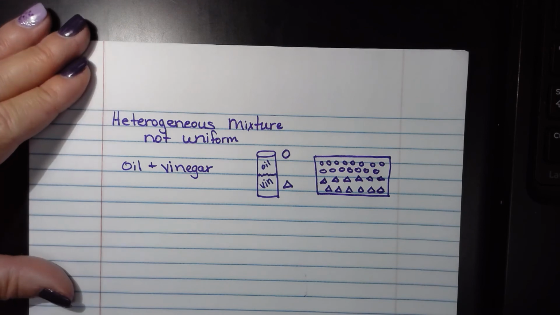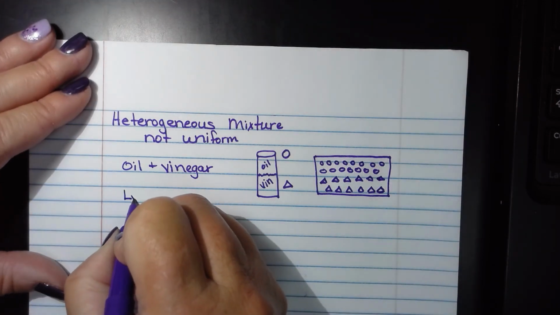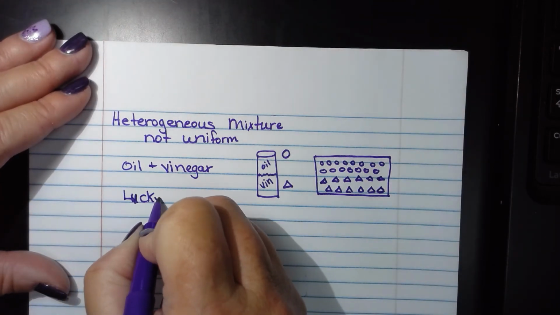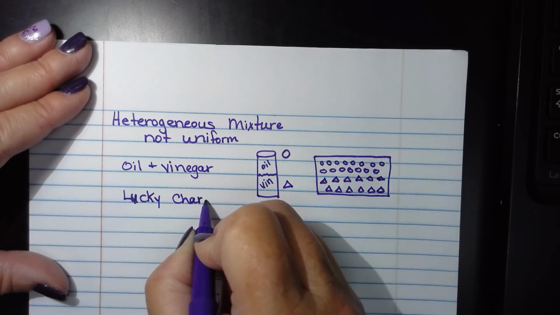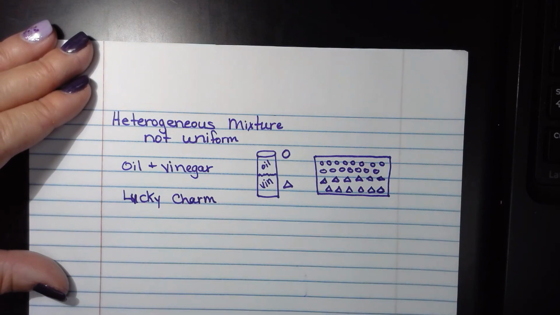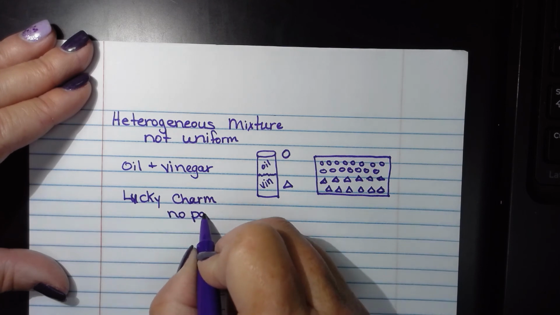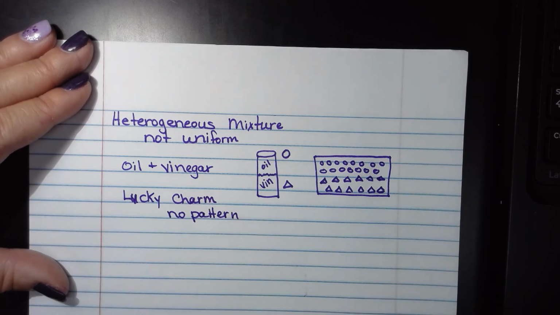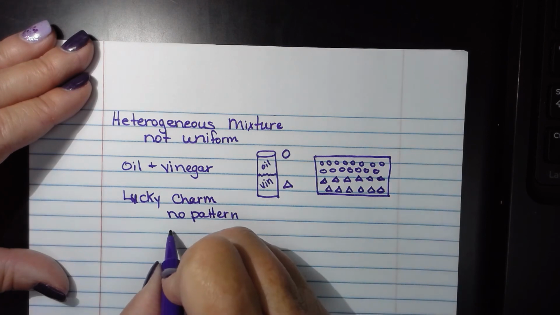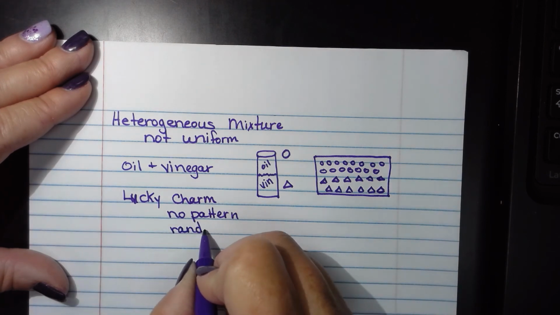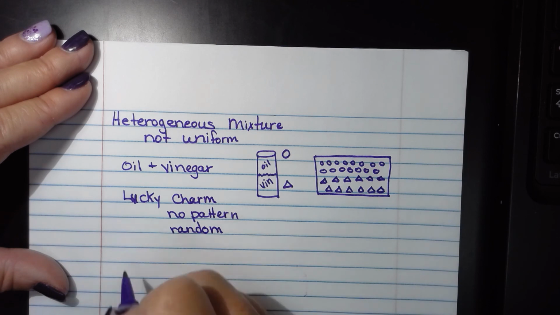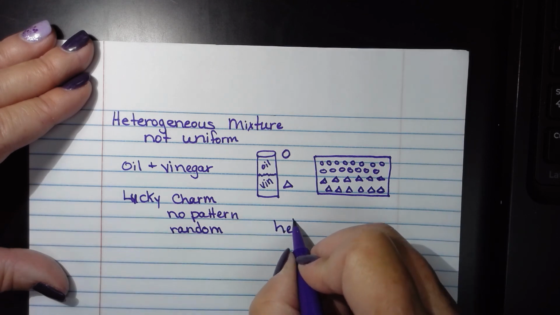Another example we used is Lucky Charms. If I pour you a bowl of Lucky Charms and I pour me a bowl of Lucky Charms, there's no pattern. It's very random. I may get a ton of marshmallows and you may get none, which in and of itself makes it a heterogeneous mixture.